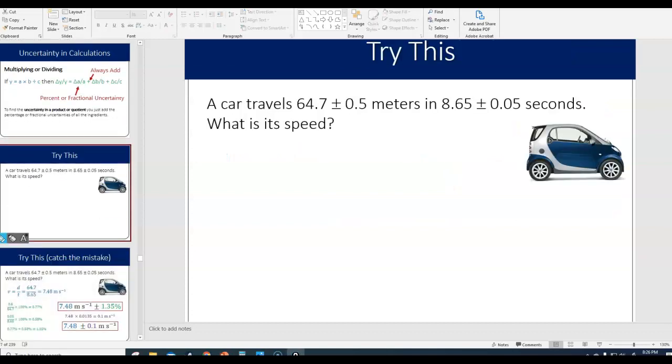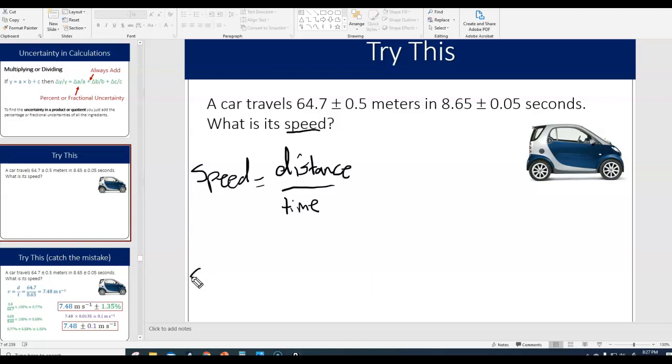So, let's do a simple example. It says a car travels 64.7 plus or minus 0.5 meters in 8.65 plus or minus 0.5 seconds. What is its speed? We will talk more about what speed is later on, but for now, let's rely on your middle school knowledge of speed. You probably have seen this before. Speed is distance over time. That is a gross oversimplification, but let's go with it for now.